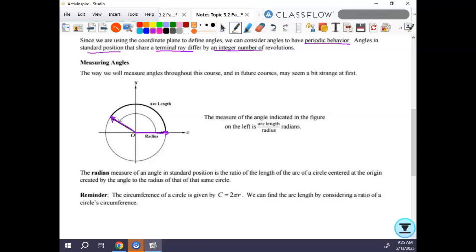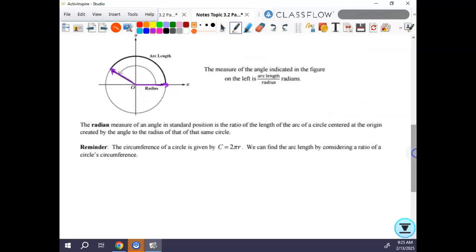Okay, so today the way we will measure angles throughout this course and in future courses may seem a bit strange at first, but this isn't the first time you're seeing it. We're going to talk about radians, right? So the radian measure of an angle in standard position is the ratio of the length of the arc of the circle centered at the origin to the radius. So it's arc length over radius. That's what gives us radians. And in a unit circle, the radius is 1. That's when the arc length and the radians are just exactly the same.